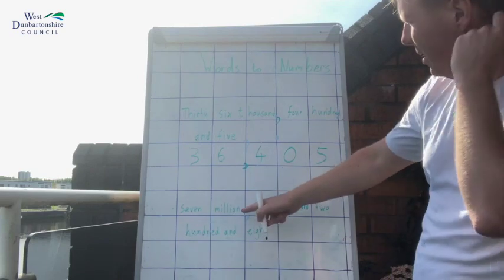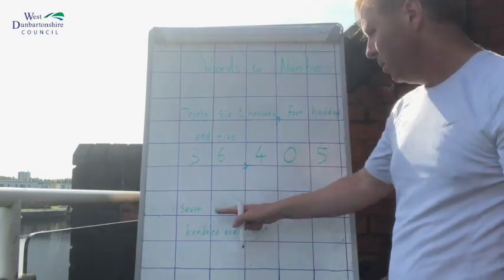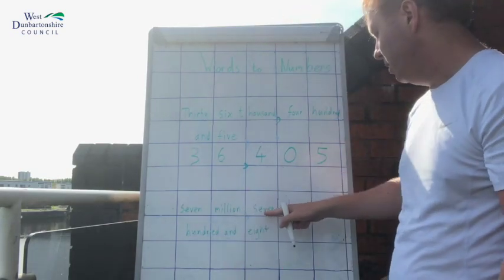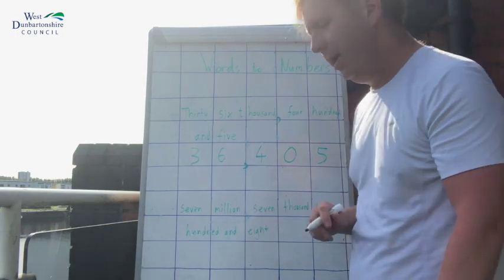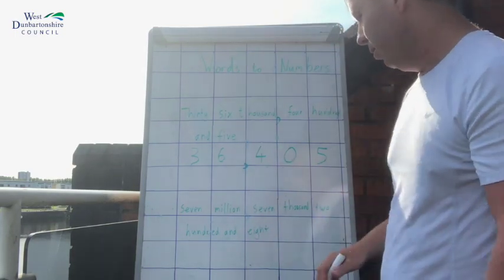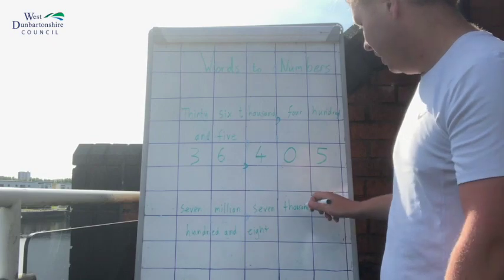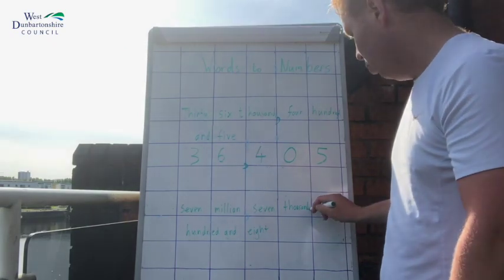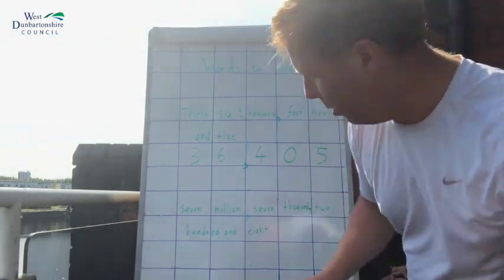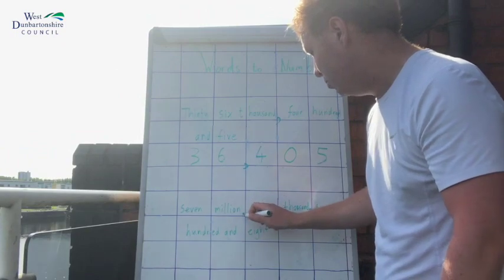Let's move on to this next one, which is a bit bigger. We've got 7,007,208. Now, big number. I'm going to need a lot of space here. So, once again, after the word thousand, I'm going to put a wee comma. And also after that word million, I'm going to put a comma, because that's going to help me as well.